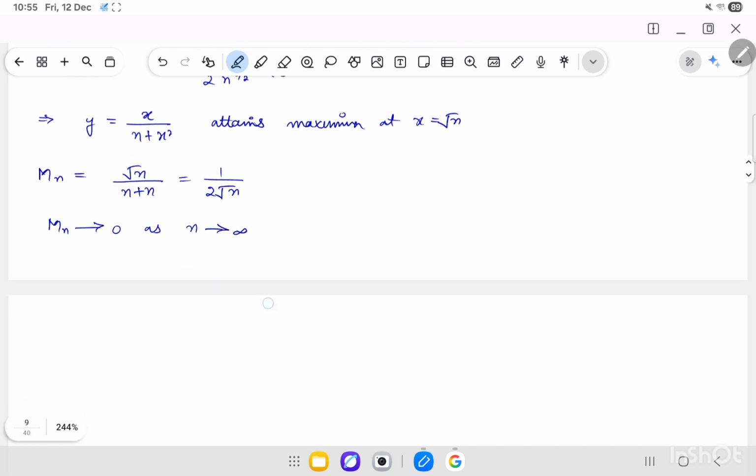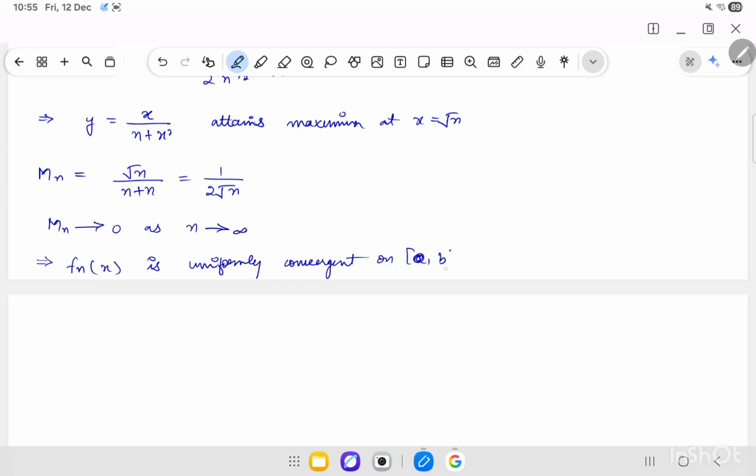So from here we can easily conclude that fn(x) is uniformly convergent on the closed interval [0, 1], and that's what we are supposed to show. So let's move on to discuss the next question.